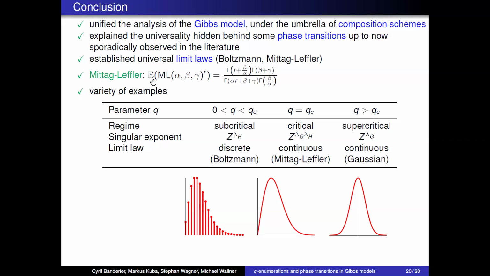So you can remember the shape of the Mittag-Leffler distribution. You just remember, okay, it's a product of gamma and with this shape. So if you get something of this shape, there should be some Mittag-Leffler behind, possibly. Okay, so you can apply this to a variety of examples. And what you get at the end is those type of phase transitions: critical value, where you have the Mittag-Leffler distributions, subcritical Boltzmann discrete distribution, and above the Gaussian distributions.